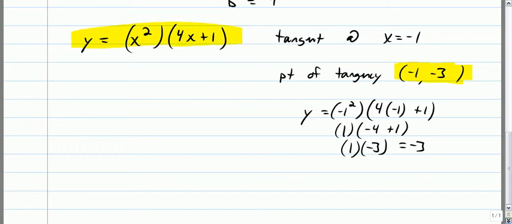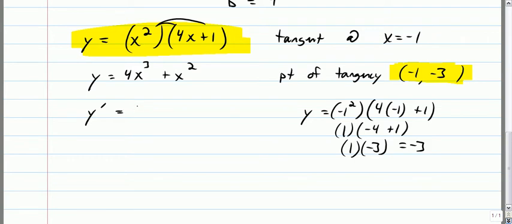So here's my curve, and in the other yellow box you have my point. You're probably going to use product rule on this, which is great. I mean, we're certainly studying that right now, but for me, I'm just going to distribute the x squared in, and I'll rewrite y as 4x cubed plus x squared. So now I don't need the product rule. So y prime is 12x squared plus 2x.